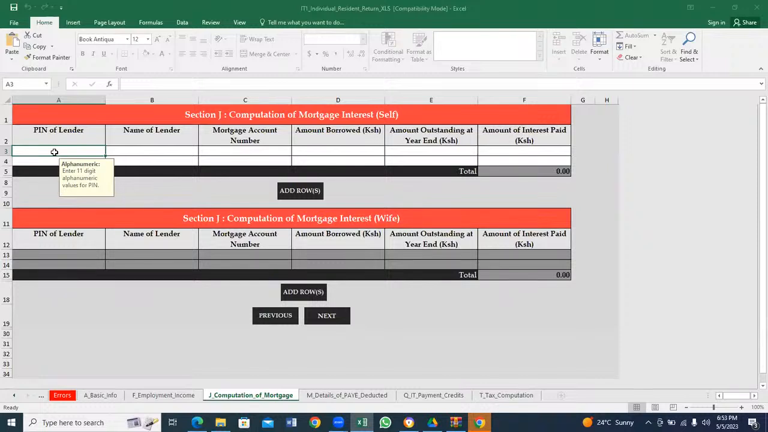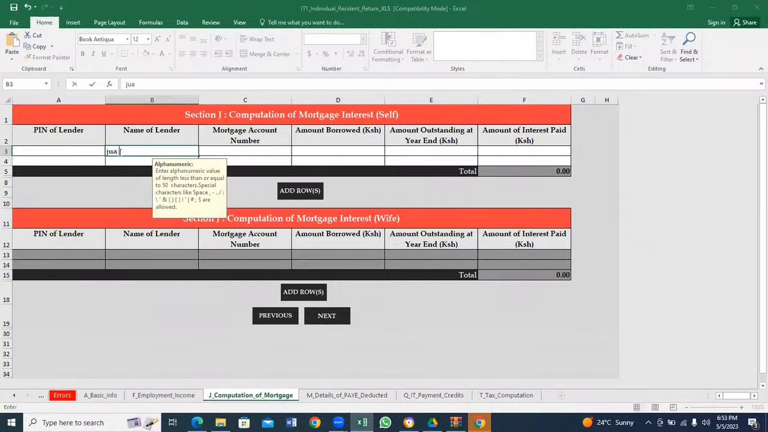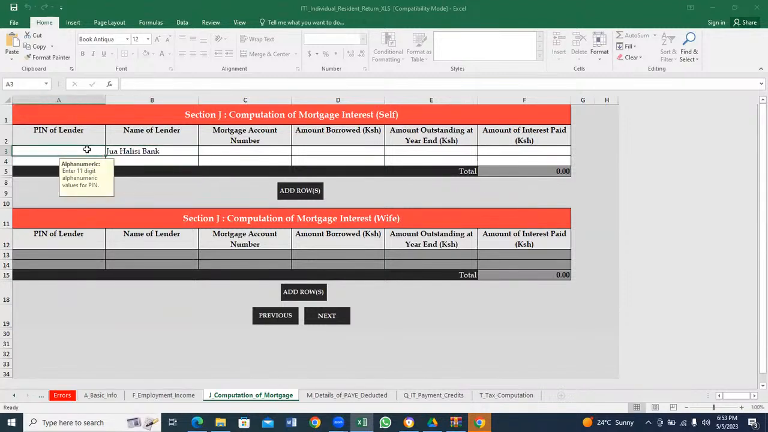I did give the PIN of the lender, but the lender is called Jua Halisi Bank. PIN, you can put this one. You can put P0 1 2 3 4 5 6 7 8 G. You can put that as the PIN of the lender.